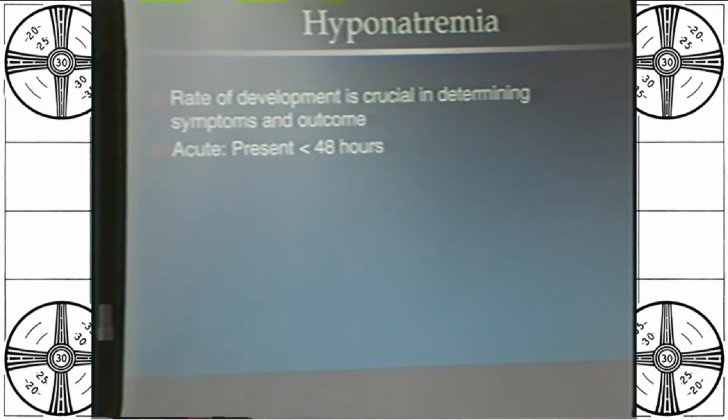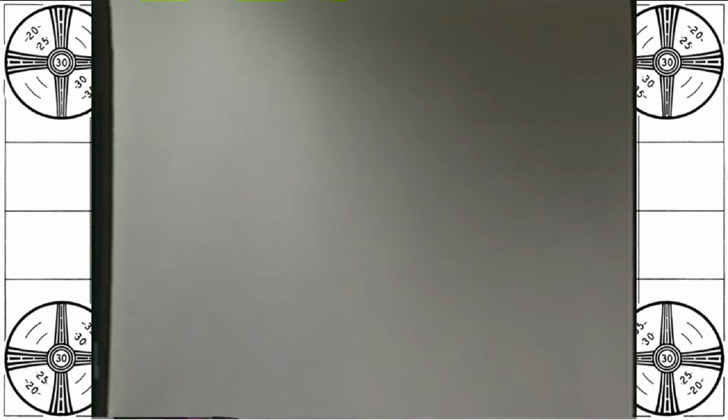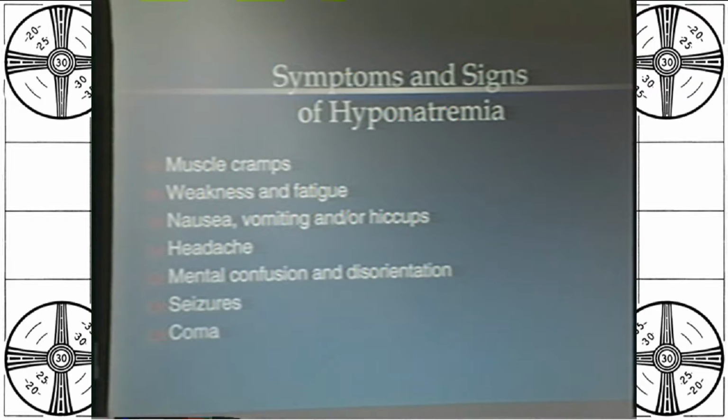The way people respond to hyponatremia depends on a couple things, mainly the rate of development and how long it's been going on, so that people tend to tolerate hyponatremia that develops slowly pretty well, and it's considered acute only if it's been present less than 48 hours. Okay. The symptoms and signs, and you'll notice a fair similarity between the symptoms and signs of each of these things: muscle cramps, weakness, nausea, vomiting or hiccups, headache, confusion and disorientation, then potentially followed by seizures and coma if the hyponatremia is severe or acute.